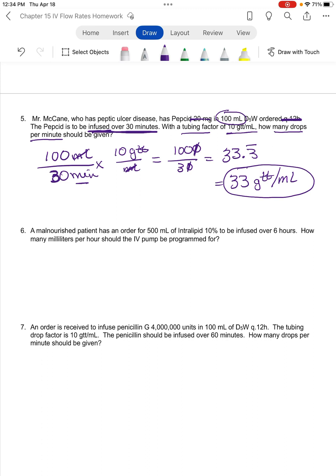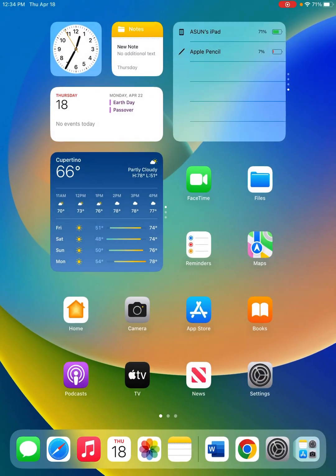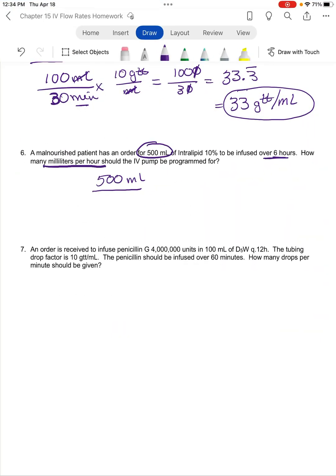A malnourished patient has an order for 500 milliliters of some kind of 10% medication to be infused over 6 hours. How many milliliters per hour should the pump be programmed for? So again, I've got milliliters per hour, so I'm doing a pump. I need my total volume, 500 milliliters, over my total time of 6 hours. And I want it in milliliters per hour, so I'm just reducing 500 divided by 6, and I'm going to get 83.3 repeating. So I'd set it for 83.3 milliliters per hour, or if you're in a place that wants it rounded, 83 milliliters per hour.